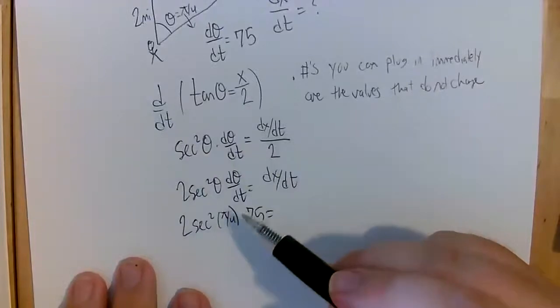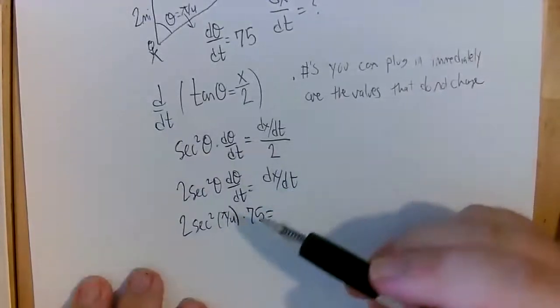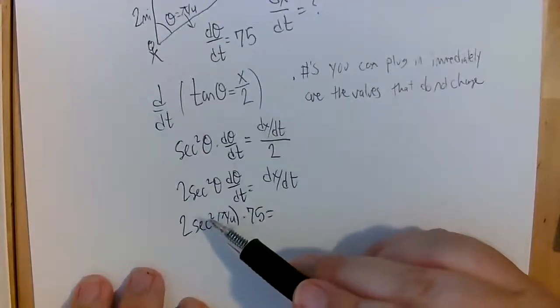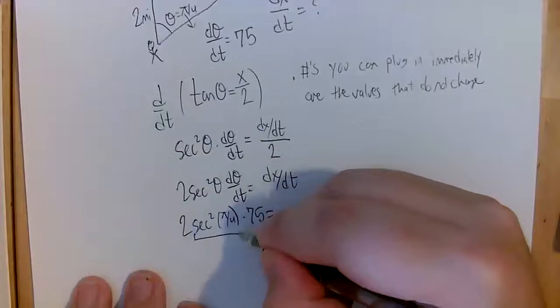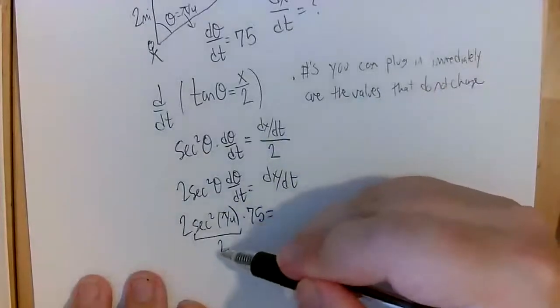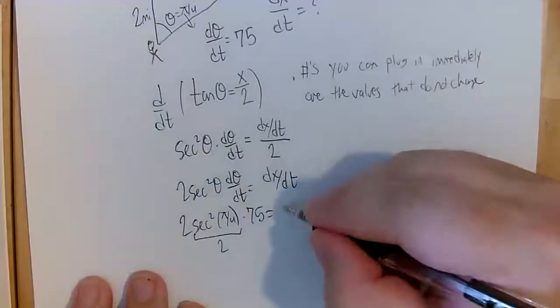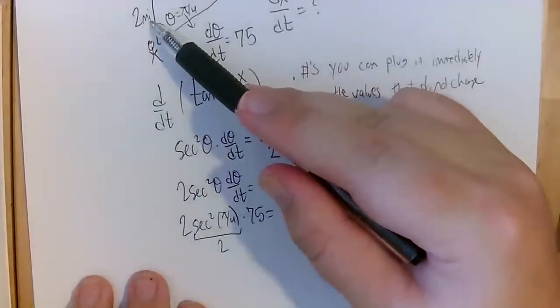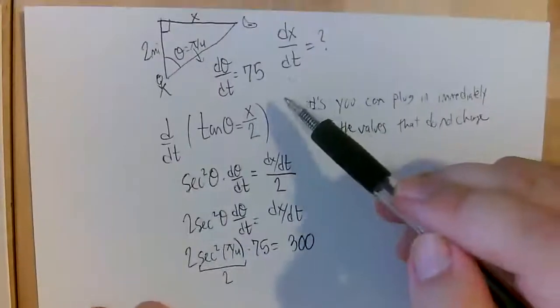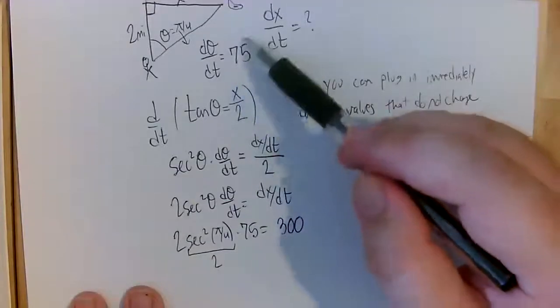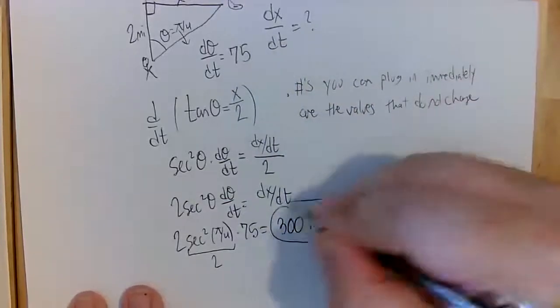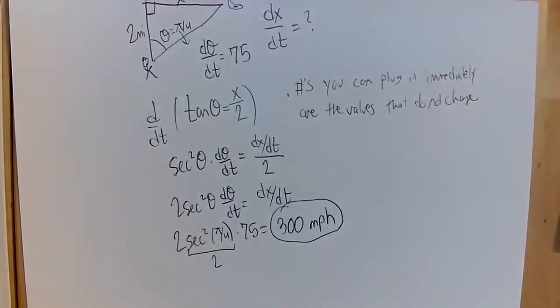Secant of pi over 4, we could compute by doing 1 over cosine of pi over 4. Secant of pi over 4 is root 2, so if we square that, we get 2. We have 2 times 2 is 4, and then 4 times 75 is 300. I guess our units of distance were miles, and our units of time, they said 75 radians per hour. So this is going to be 300 miles per hour. That's how fast our plane is moving.